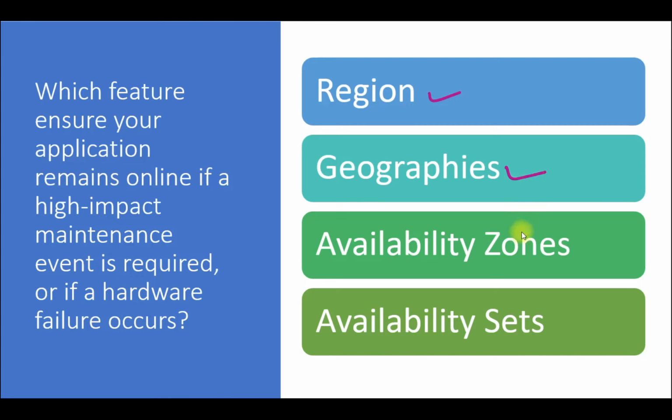If we talk about the availability zone, these are physically separate locations within a region with their own power, cooling, and networking resources. This is how we define availability zones. If we talk about the availability set, that ensures our application remains online if a high impact maintenance event is required or if there is any hardware failure. So in this question, they are asking about this one. So for this question, our answer will be availability set.